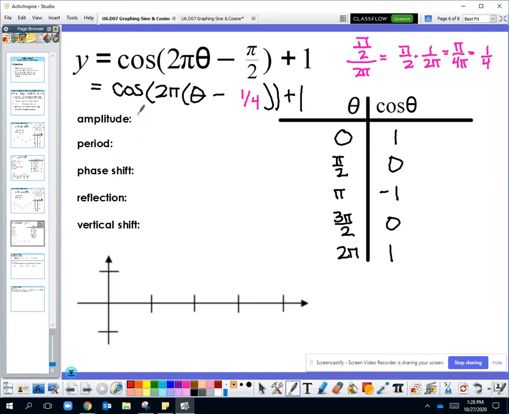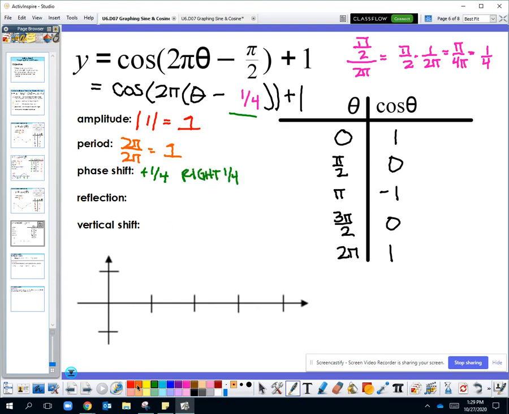Okay, the attribute's absolute value of A in this case. In front of cosine, I just have a constant of 1 that's shown, so the amplitude is just 1. The period formula is 2 pi divided by the B value, and the B value is 2 pi in this case, so the period is 1. My phase shift, that's the left and right behavior here, so the phase shift would be a positive 1/4. We could also refer to that as right 1/4.